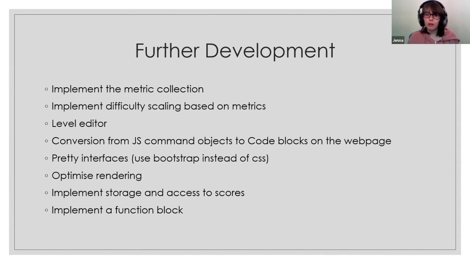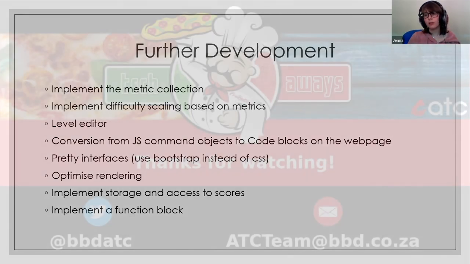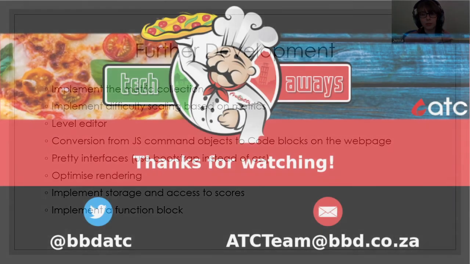Conversion from the JS command objects to code blocks on the web page is basically just converting the previews that you hard coded and putting them into the code block so that you can see what the correct solution would look like in the actual code blocks. Making better interfaces using something like Bootstrap instead of using a lot of CSS. Optimizing the rendering so that the pages render more nicely, as they're a little laggy now. Implementing storage and access to scores on a server maybe, and then also obviously making a function block to be able to test functions for the verses.